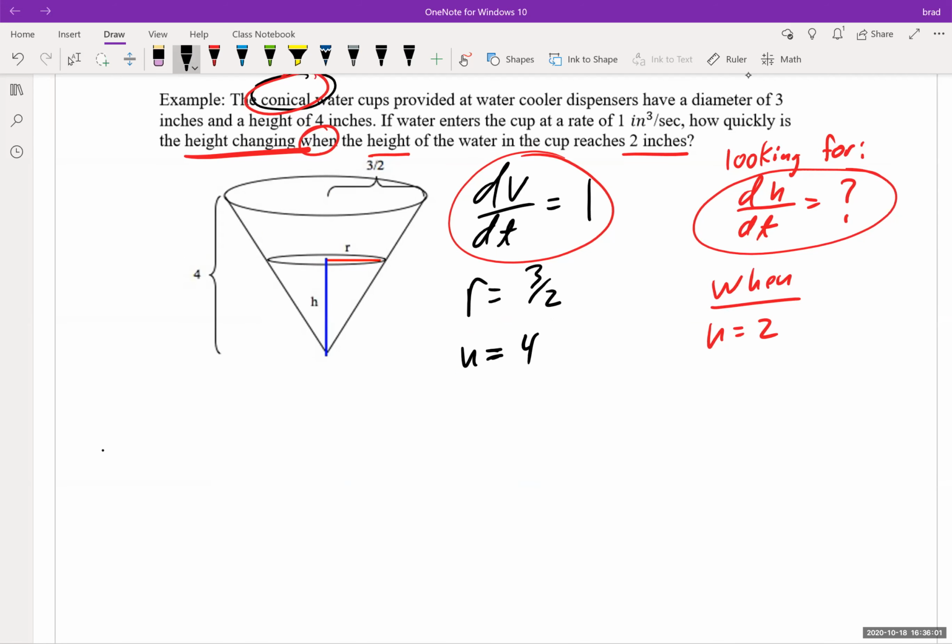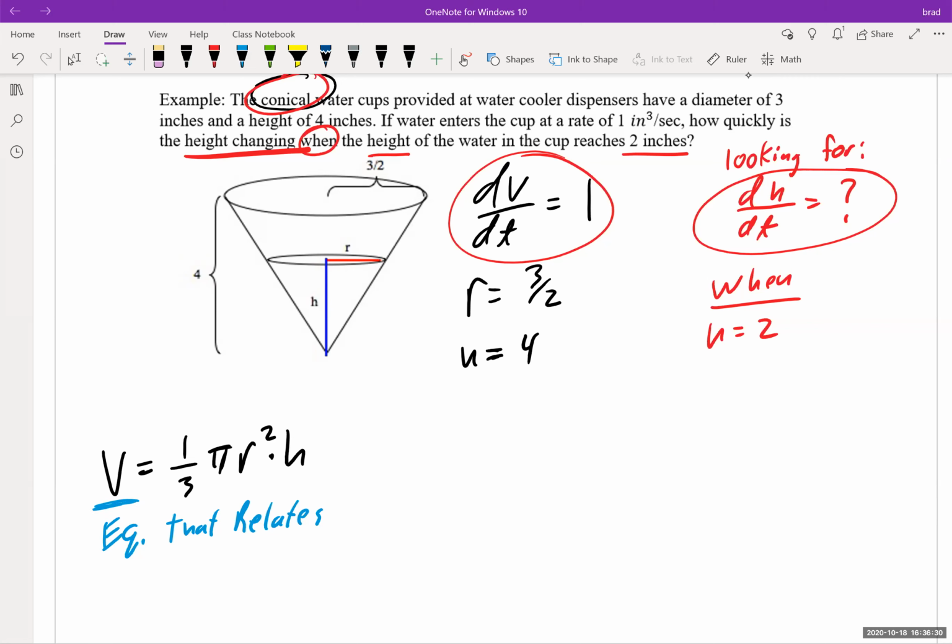So I think I'm going to try to use the volume formula for a cone, and this will be 1/3 pi r squared times h. Okay, so this is our equation that relates everything, it all gets tied together with this equation. However, there's a slight problem. We have 2 variables on the right side and we have the volume on the left.